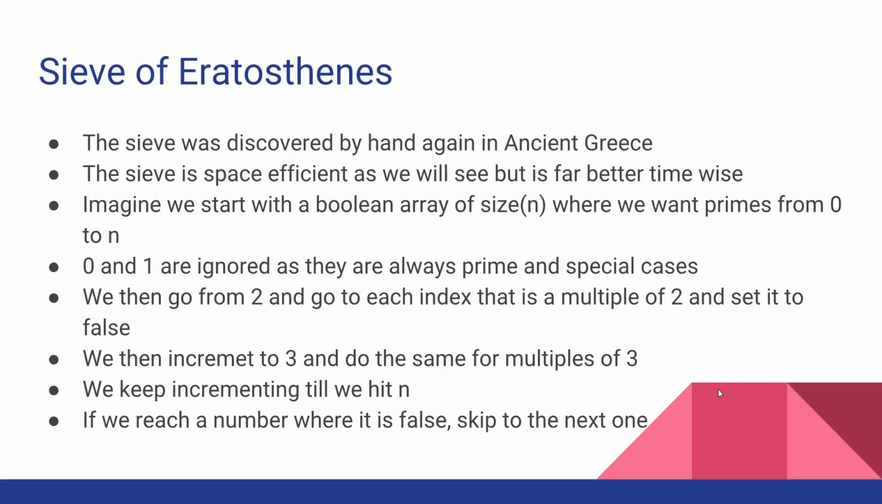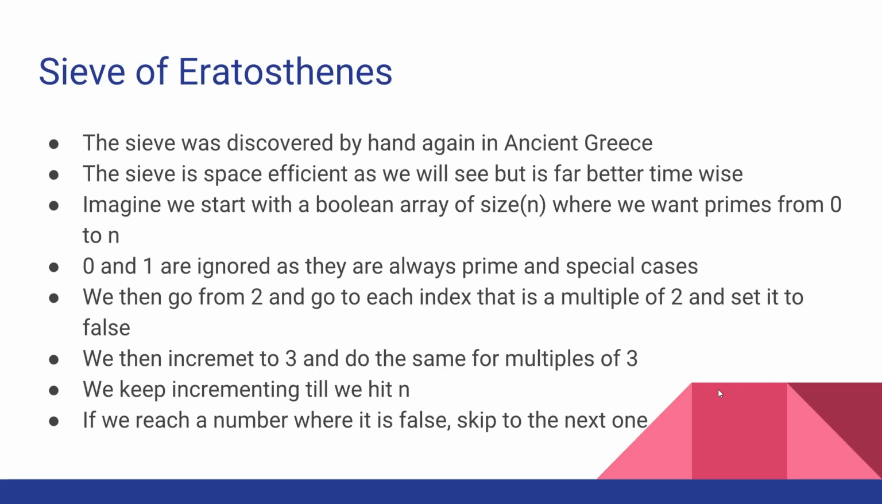So we start at 2, and then we go to every index that's a multiple of 2. So basically, let's say we want to find all the primes from 2 to 100. We start at 2, and every multiple of 2's index we set to false. The assumption here is that the array was initially set to true for all values. So 2 is set to false, 4 is set to false, 6 is set to false, 8 is set to false, 10 is set to false, and so on and so forth until we hit 100. Then we finish up, and then we move on one further.